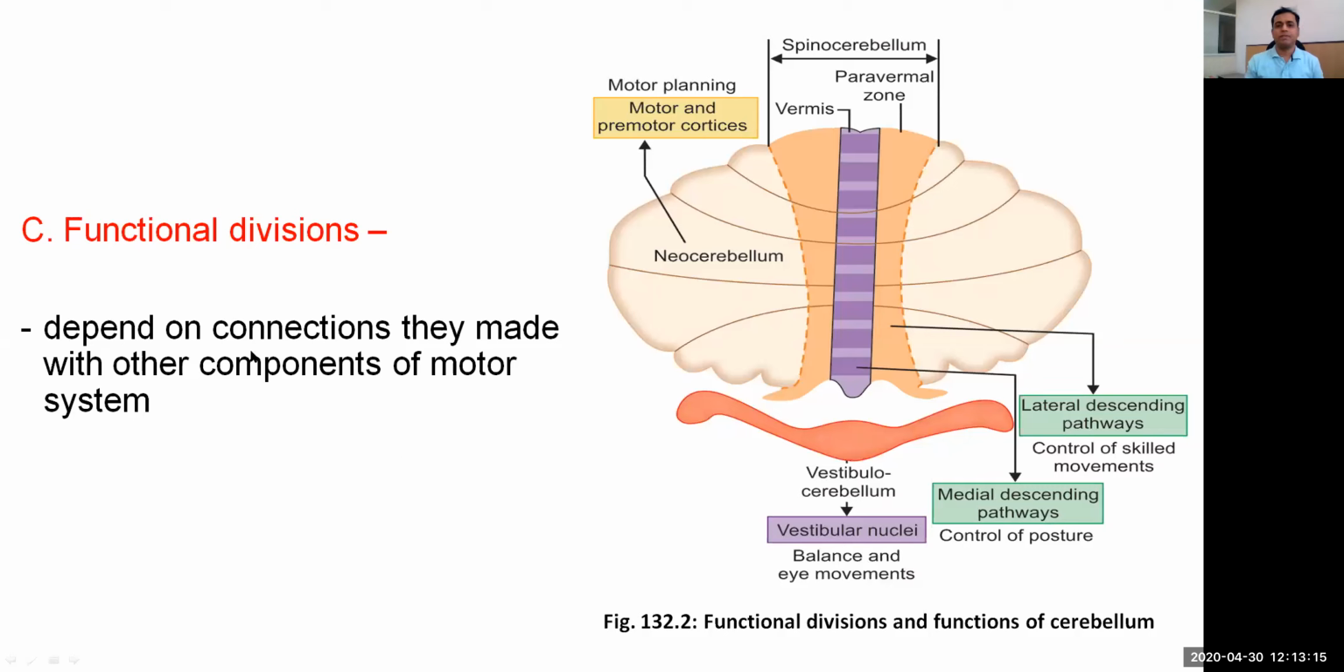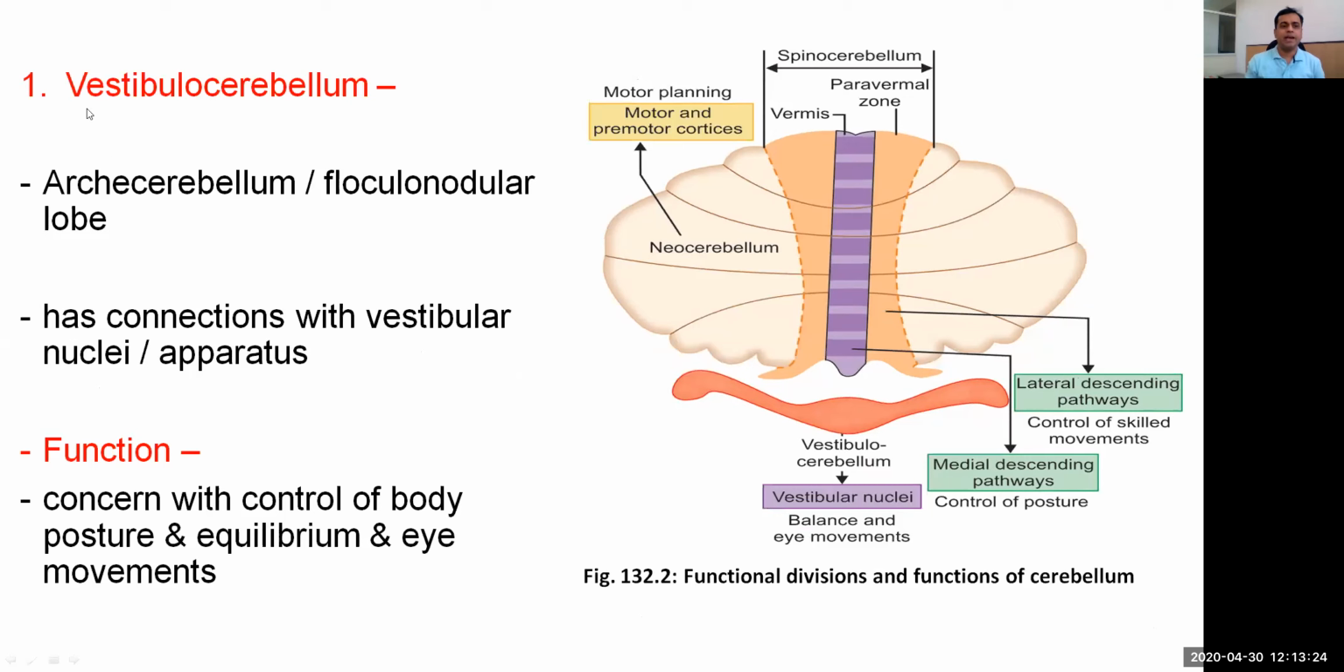Coming on to the functional division of the cerebellum. It depends on the connections they make with other components of the motor system, and accordingly they are: vestibulocerebellum, also called archicerebellum or the flocculonodular lobe. It has connections with the vestibular nuclei or the vestibular apparatus, as we can see here in the diagram. What function is it carrying out? It is concerned with the control of body posture and equilibrium as well as eyeball movements.